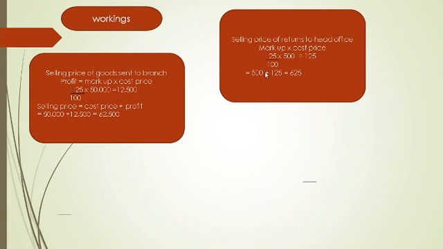Now the next one I have is the selling price of returns to head office. What was returned? Markup times cost price. So 25% over 100 times 500, that was the amount that the question gave us, equals 125. So for us to get the selling price of the goods returned to the head office, 500 plus the 125 that we just got equals 625.